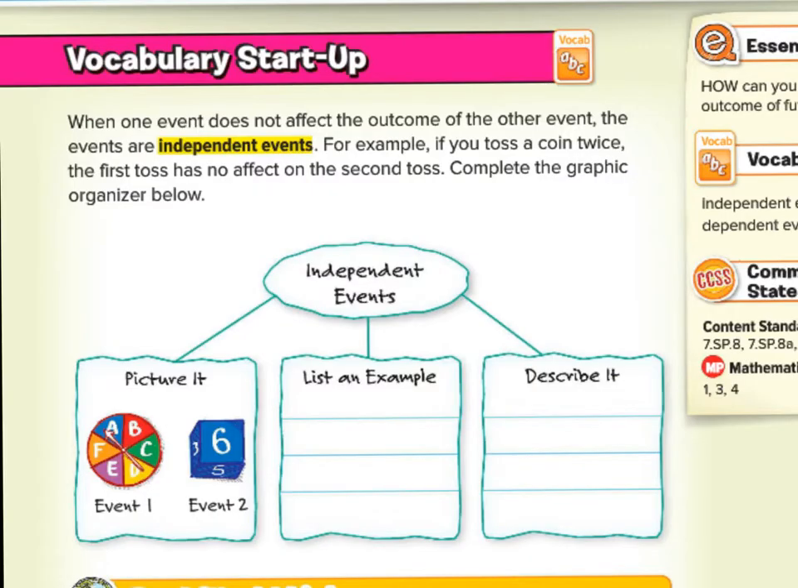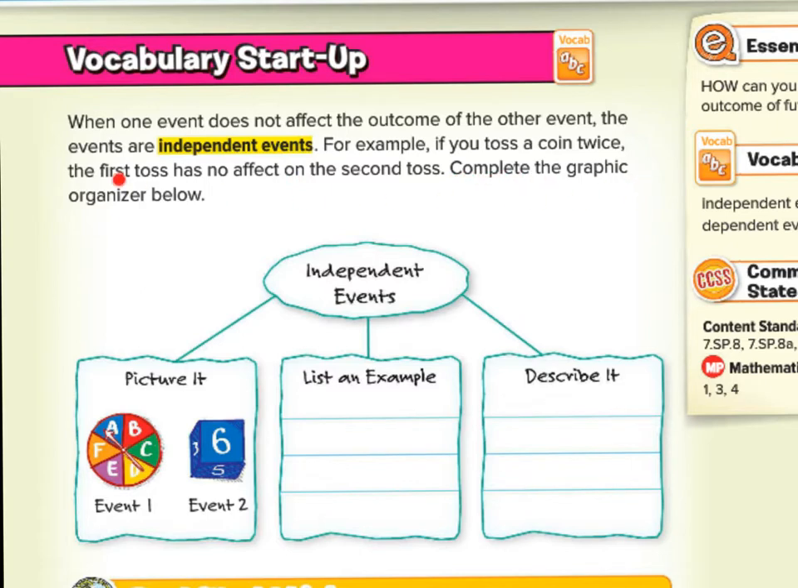Let's start by identifying what an independent event is. When one event does not affect the outcome of other events, the events are independent events. So they are not related, they do not change the outcome of other events. For example, if you toss a coin twice, the first toss has no effect on the second toss.